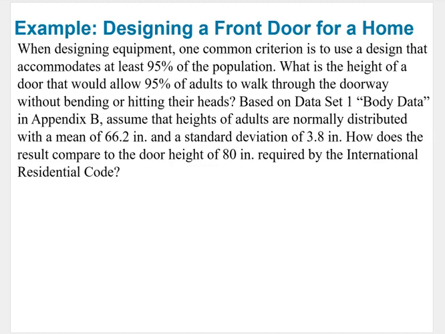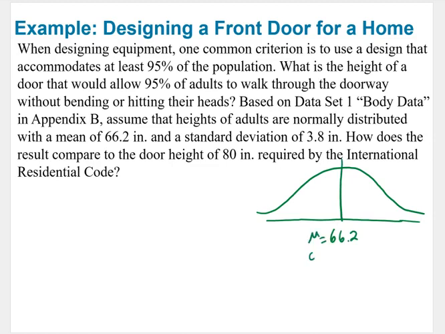Using the data set that we have in our textbook, assume the heights of adults are normally distributed with a mean of 66.2 and a standard deviation of 3.8. How does the result compare to the door height of 80 inches, which is required by the International Residential Code? Okay, so we have this normally distributed population of people by heights. The average height of adults, the mean, is 66.2. Let me label that, and the standard deviation is 3.8 inches. So we want to know what will accommodate 95%.